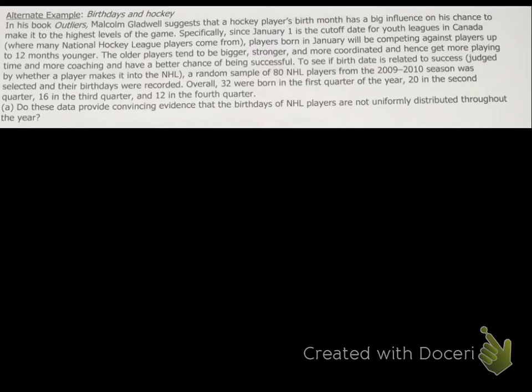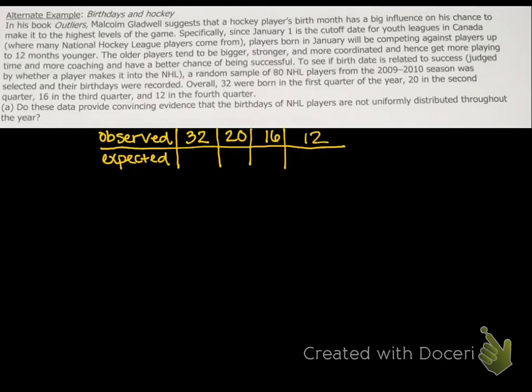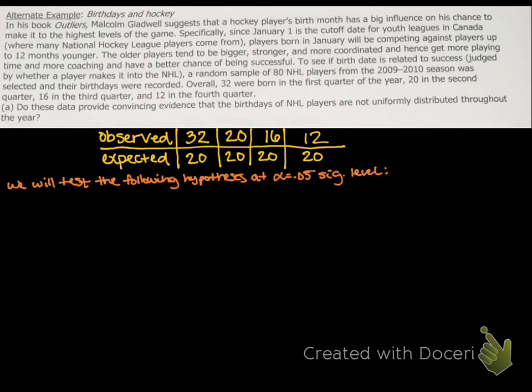Okay? So the first thing I'm going to do is make a table of observed and expected. I took the numbers from the problem, 32 in the first quarter, 20 in the second, 16 in the third, and 12 in the fourth, put them in my observed. To get my expected, if they are evenly distributed throughout the year, then I would expect a fourth to be born in the first quarter, a fourth to be born in the second quarter, a fourth in the third, and a fourth in the fourth quarter. That would be 20 in each quarter. All right? Now it's time to do our test.